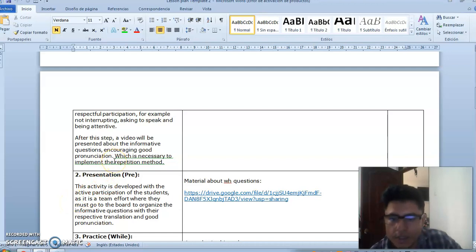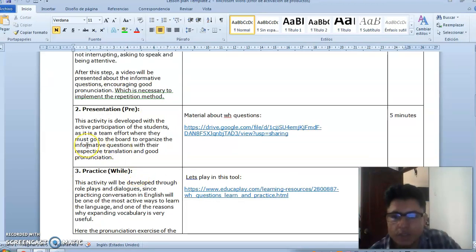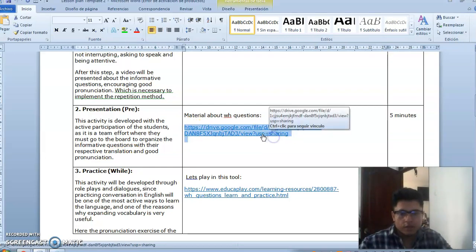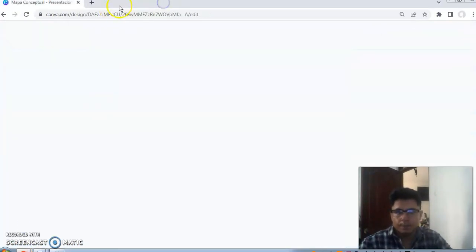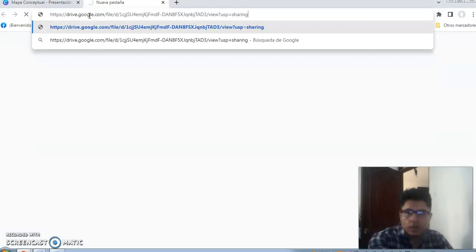In this space, it is necessary to implement the repetition method. Presentation: this activity is developed with the active participation of the students, as a team effort, where they must go to the board to recognize the formative equation with their respective translation and good pronunciation. There is material about WH questions, teacher, for the class work.